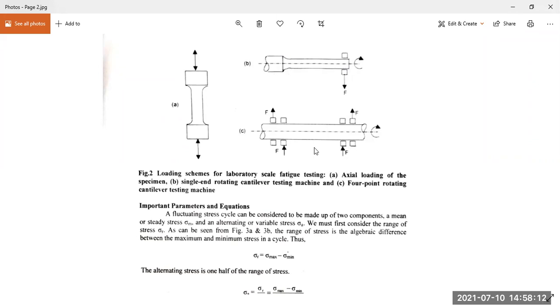In the other process, the specimen is loaded on both ends between the centers, so it is loaded with a bending load at both of its ends. This is called the four-point rotating cantilever beam, and this is called the single end rotating cantilever testing machine.